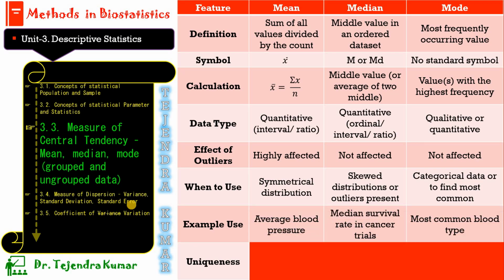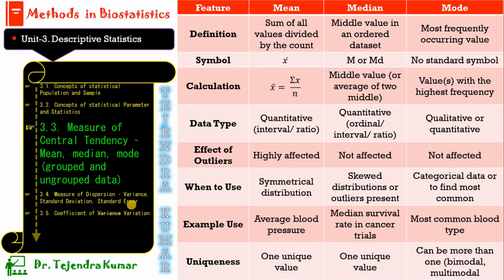Example use. Average blood pressure. If we want to calculate it, then the word average points to the mean. In case of median, survival rate in cancer trials. Mode, most common blood type. If we want to find this out, then we will go for the mode. Uniqueness. Mean is one unique value, median is one unique value, and in case of mode, it can be more than one, bimodal or multimodal.